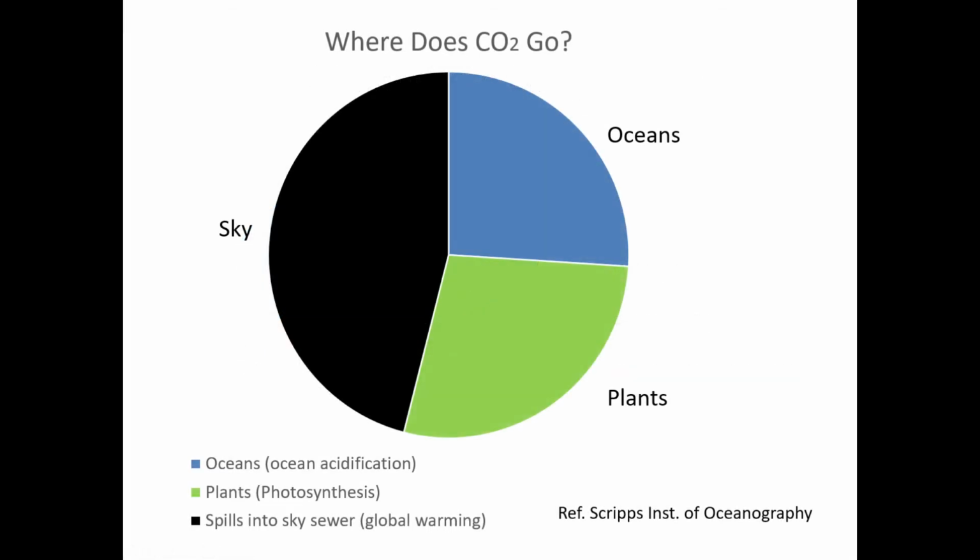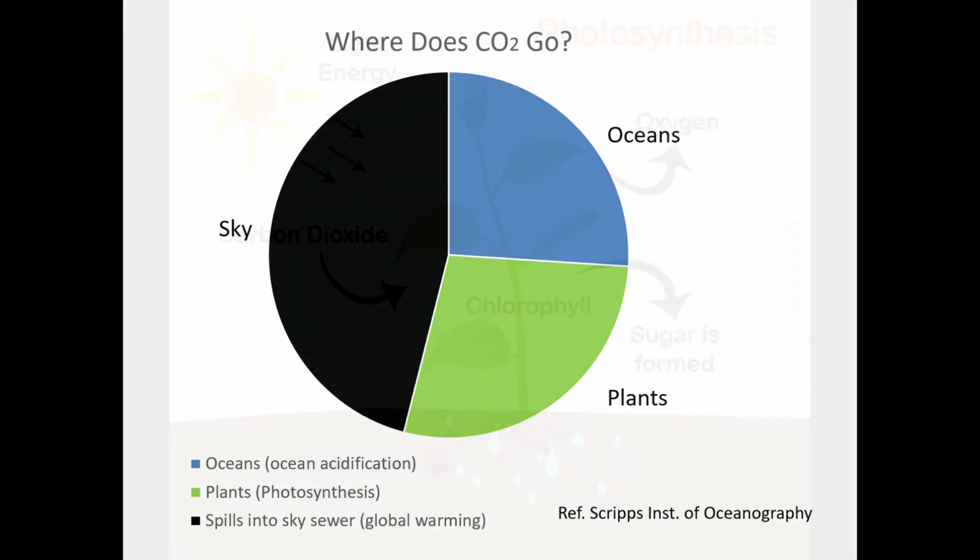This is what happens to the carbon dioxide in the flue gas coming out of a power plant. 26% is absorbed by the ocean, causing ocean acidification. 28% is absorbed by plant life through our old friend photosynthesis. And 46% is dumped into the sky sewer as a greenhouse gas.